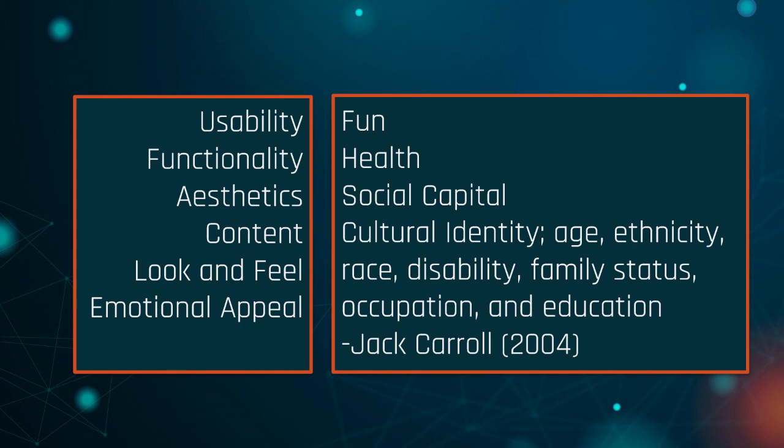Now that includes fun, health, social capital, the social resources that develop and are maintained through the social networks, shared values, goals, and norms. And what else, cultural identity, such as age, ethnicity, race, disability, family status, occupation, and education. So those are the things to consider when designing a product with the users in mind, the things we look at when we look at user experience.